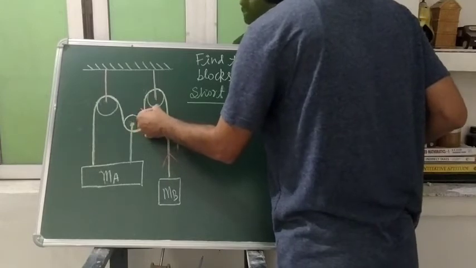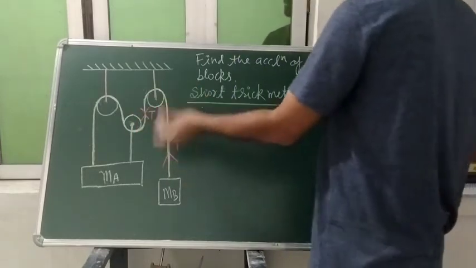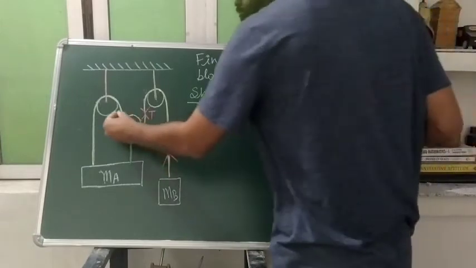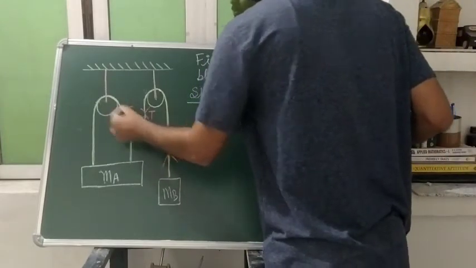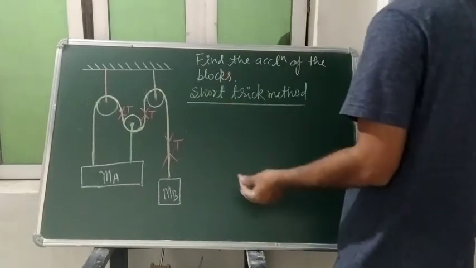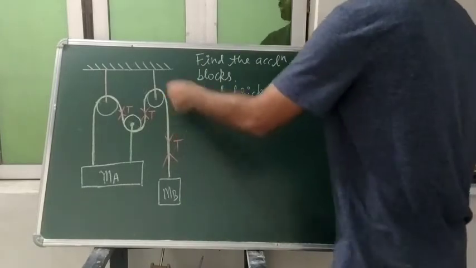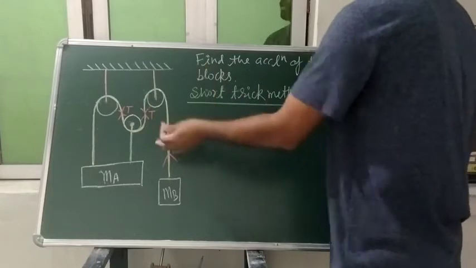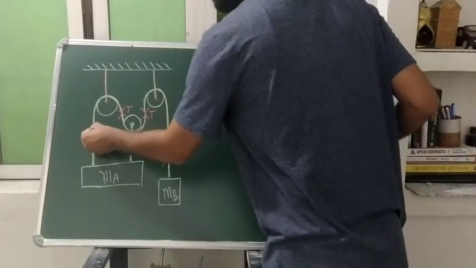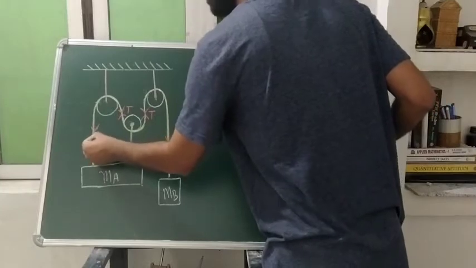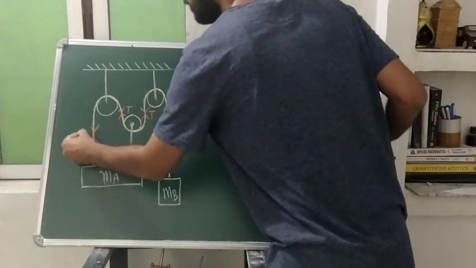And when we change the object of interest, the direction will get changed. Here also the tension T is going to act. Since we have considered the pulley frictionless and massless, the tension at each and every end of the string will be the same. So here also the tension T is going to act.